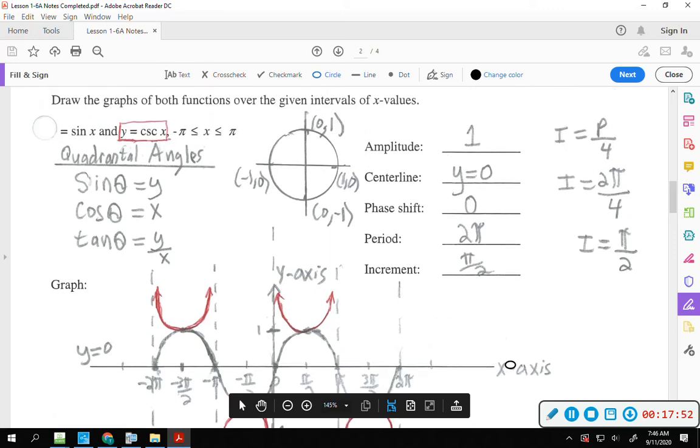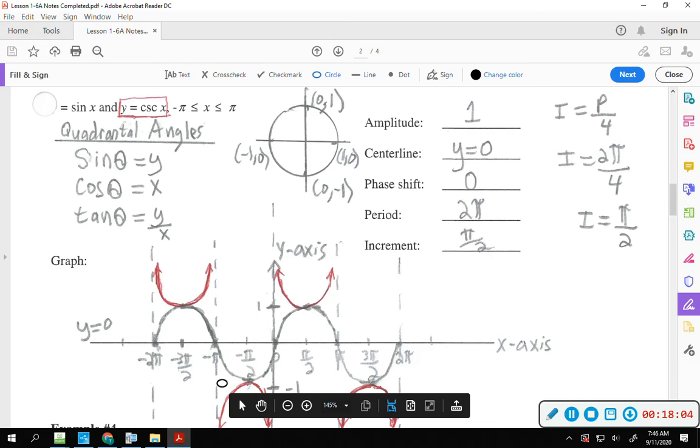What about the cosecant? Notice that I boxed this in red. Whenever we're graphing a cosecant or secant function, we're going to graph the sine or cosine function first. Everywhere that the sine or cosine function crosses the center line, we're going to dot in a vertical asymptote like I've done here, because the reciprocal of 0 is undefined. That's why they become asymptotes.